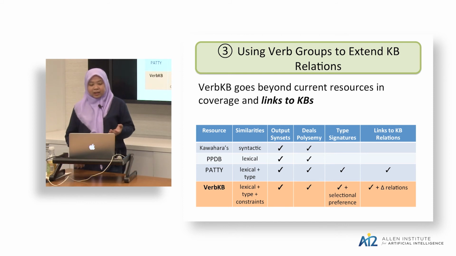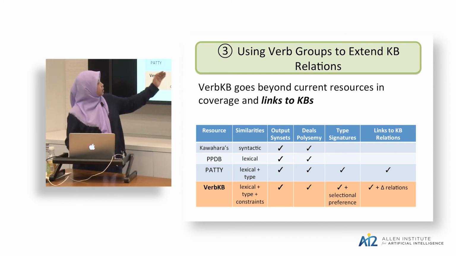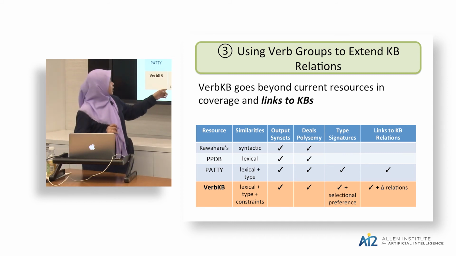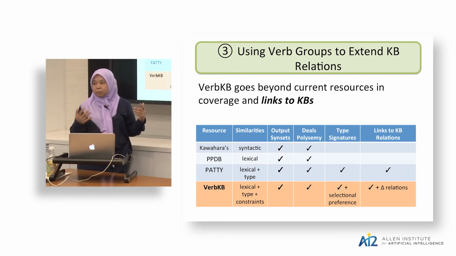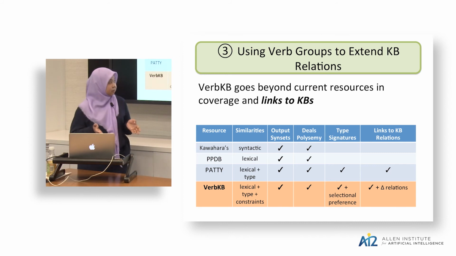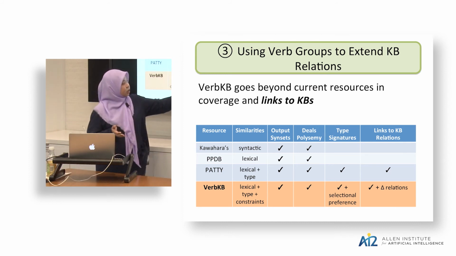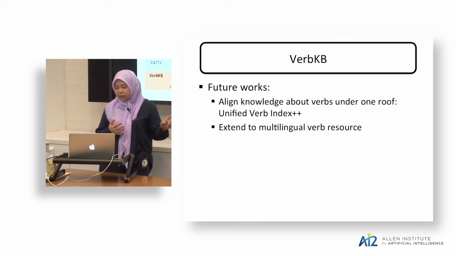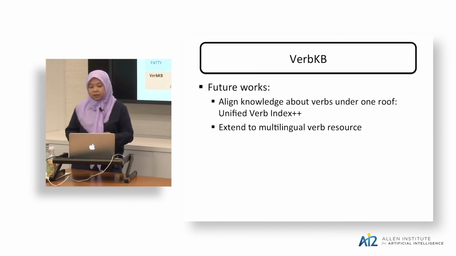And so here are the differences between all the different resources on verbs. As we can see, we have used both the type and the constraints to compute similarities. And we deal with polysemy by using the types of the verbs. And then to derive the types, we actually use some sort of measure of selectional preference of the verbs. And we also have links to both the relation that it expresses as well as the change in relations.